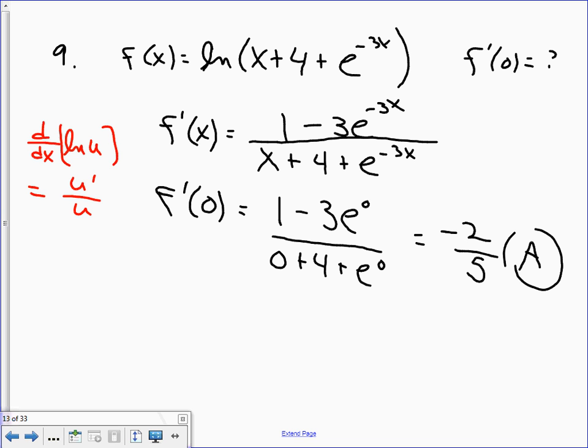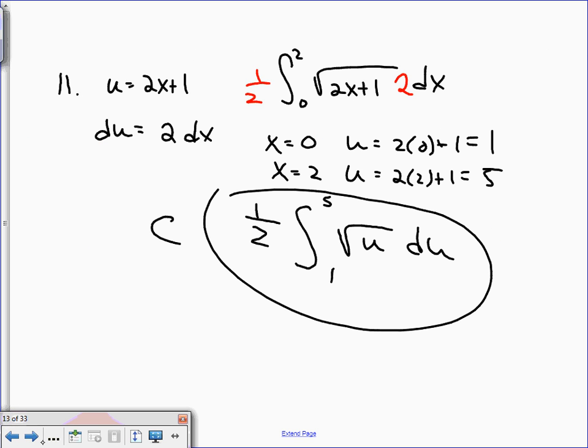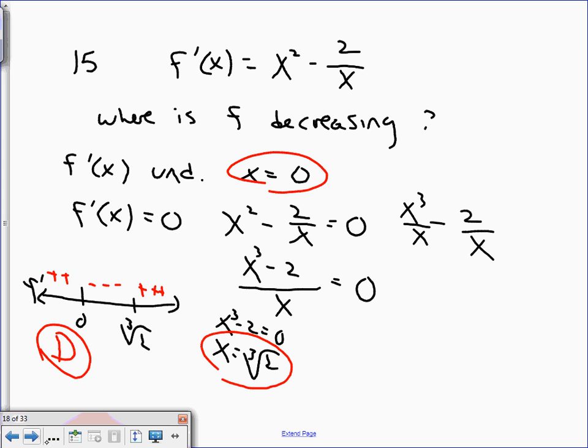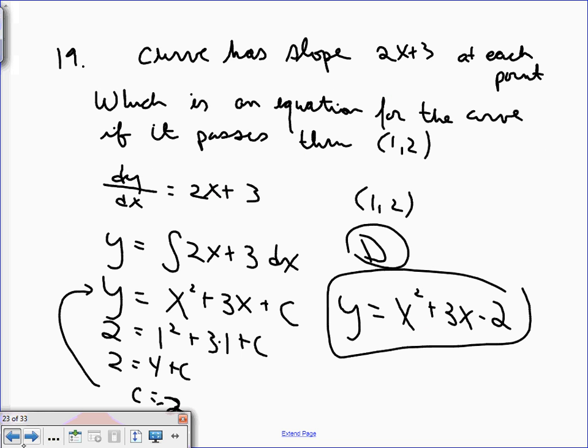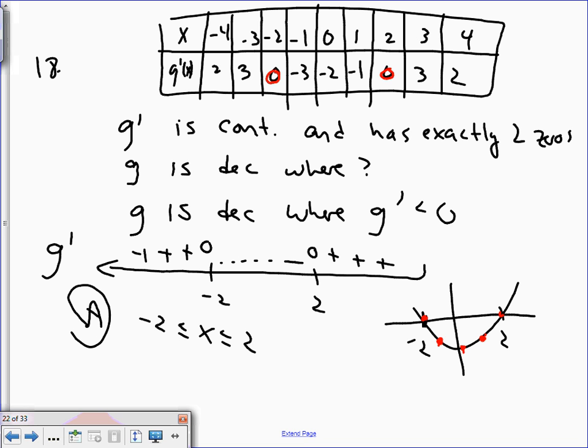Yes, 18. I love these. They're so fun. Oops. Oh, it's a table. Okay. Let's see. They tell us that g prime is continuous and has exactly 2 zeros. So we don't have to worry about it going to 0 someplace else. And they want to know where g is decreasing. I bet you said from -1 to 1. Is that what you said?